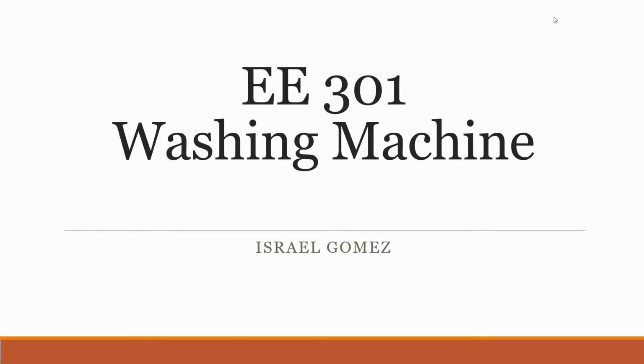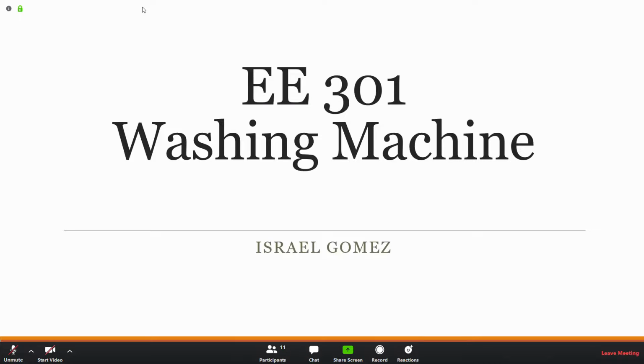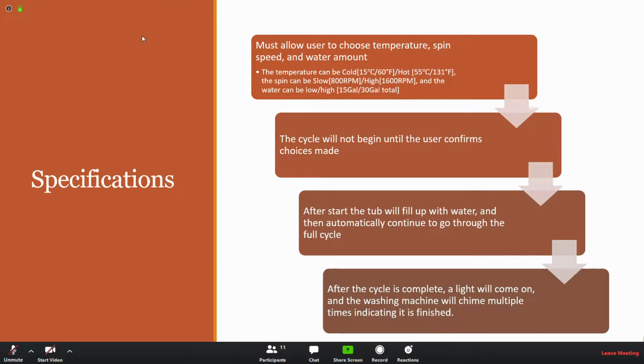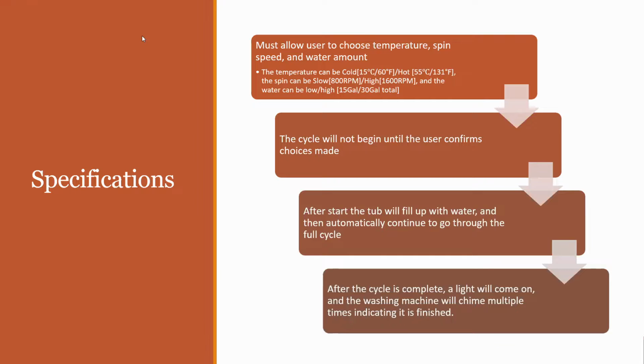upon a washing machine. They're pretty commonly used everywhere, and I thought it'd be interesting just to go throughout how you might go about making one. So for the specifications, it needs to do what a washing machine needs to do, which is allow the user to select the temperature, the speed, and also the water amount.